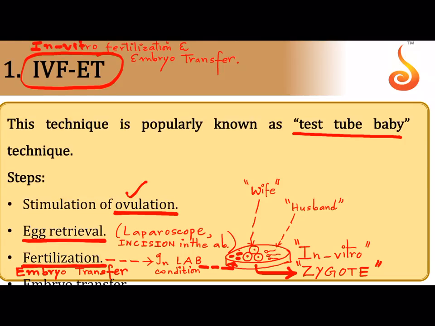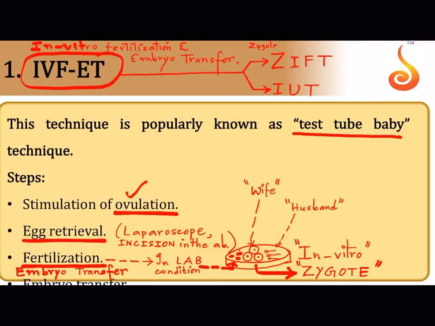So you get a zygote now. What to do with the zygote? Now there are two things we can do with the zygote. We can classify the in vitro fertilization and embryo transfer into two further techniques that we will be discussing here. One is called zygote intrafallopian transfer, that is ZIFT, and the other is intrauterine transfer.